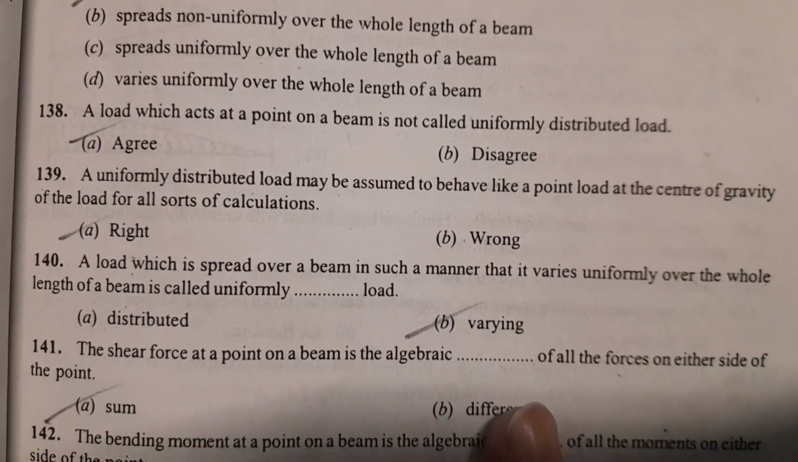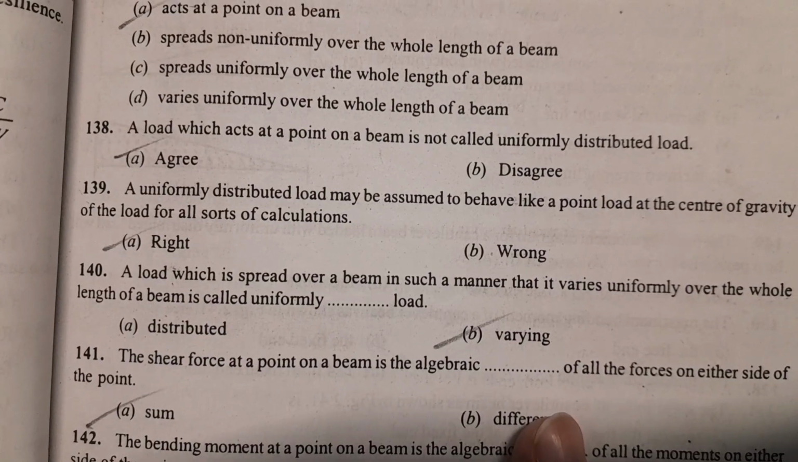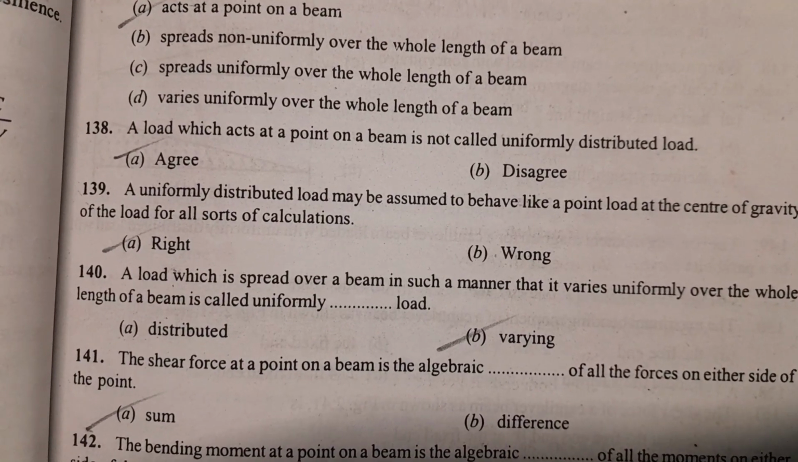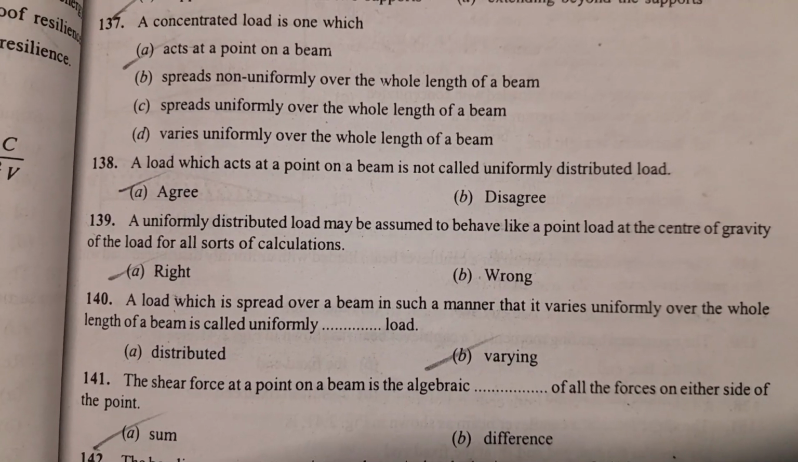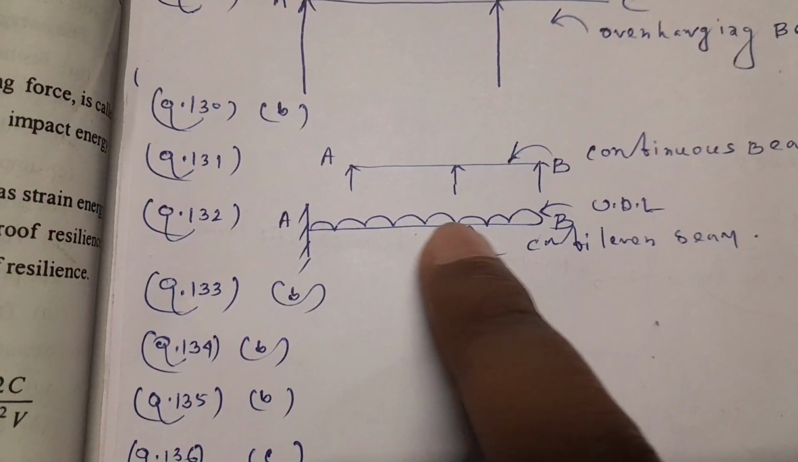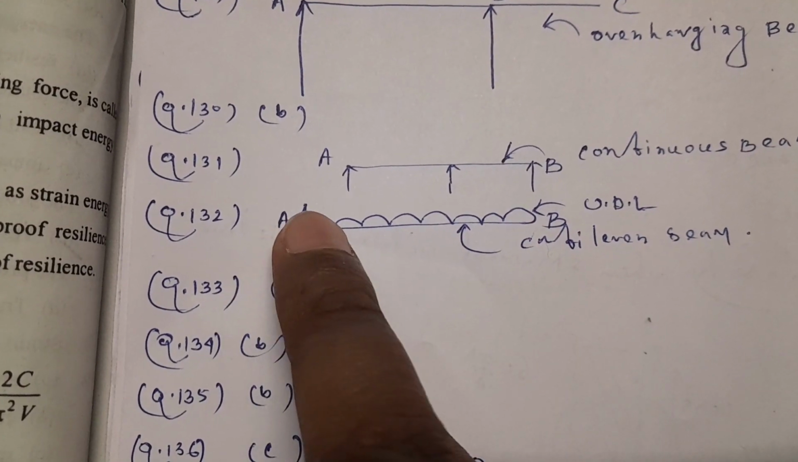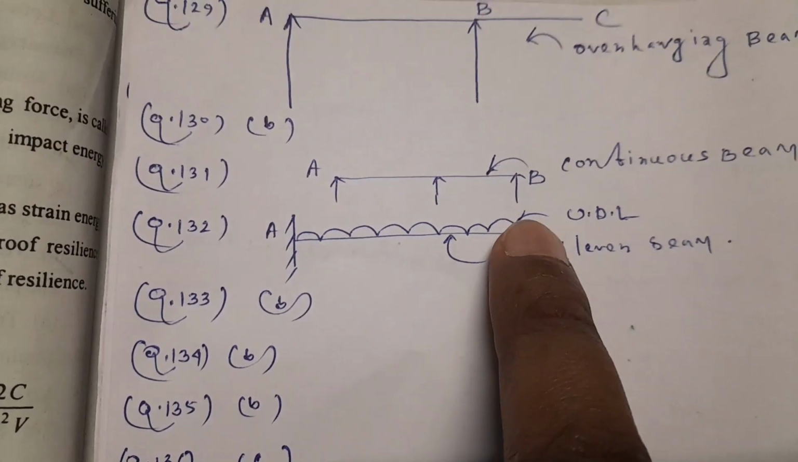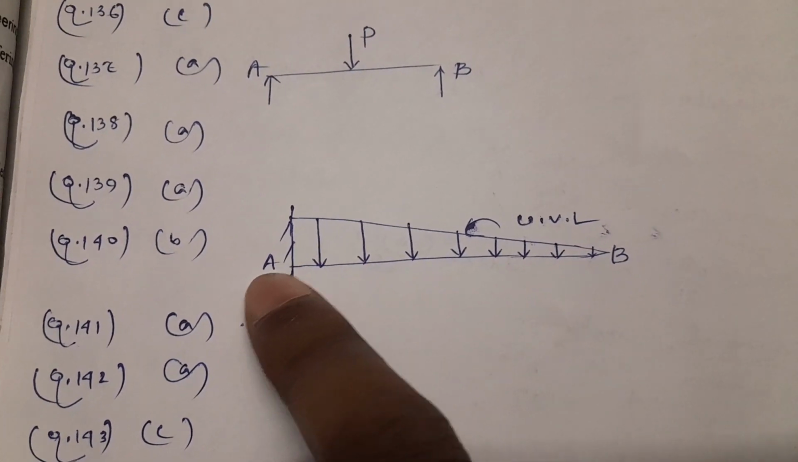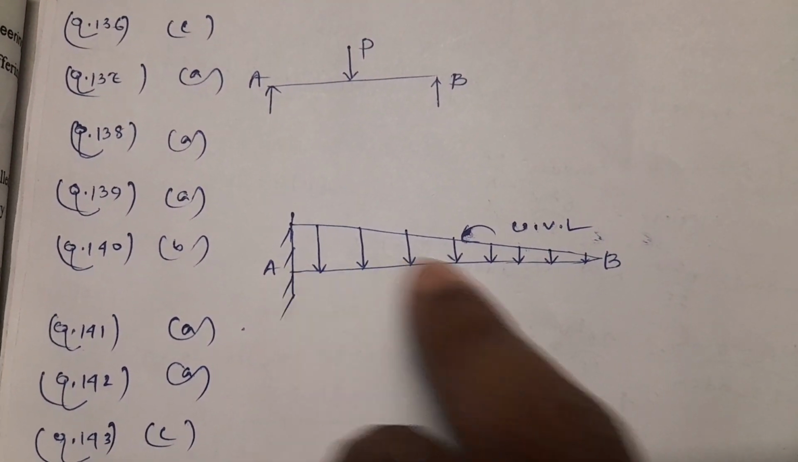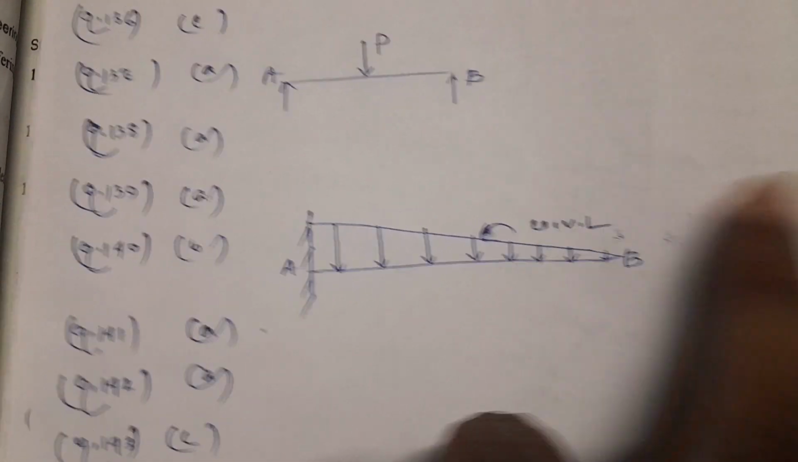Next question 140. A load which is spread over a beam in such a manner that it varies uniformly over the whole length of a beam is called uniformly varying load. Let me show you which is the uniformly varying load. Look at this beam, but beam is not the concern. Look at the load. This load is the uniformly distributed load. And look at this load, maximum at this end A and 0 at this end B. This is called uniformly varying load.